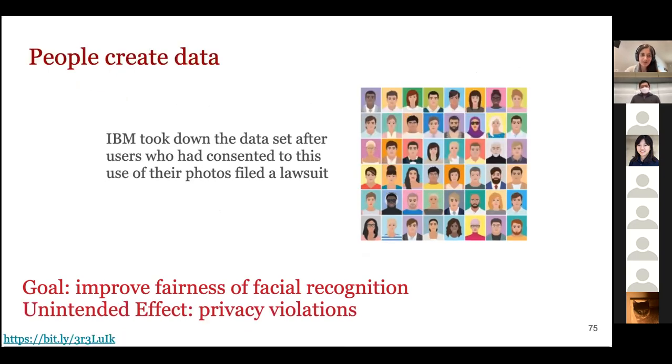But what actually happened was eventually they used data sets from existing public platforms that were posted by users who had not explicitly consented to their photos being used in data sets for training machine learning models. And so ultimately they ended up taking down this data set because they got sued. So this is again work that started with a goal, which was improving fairness in these technologies, but had this unintended privacy violation effect.